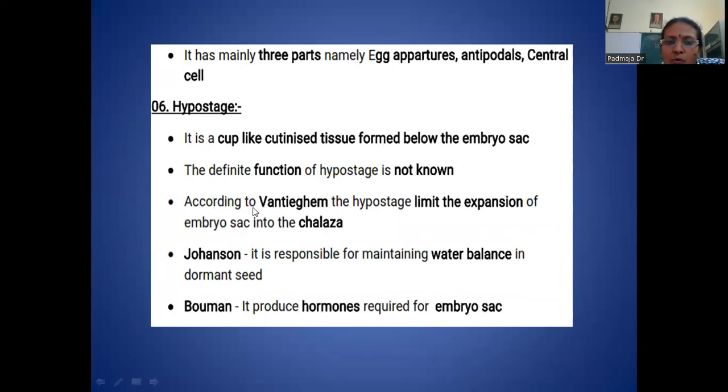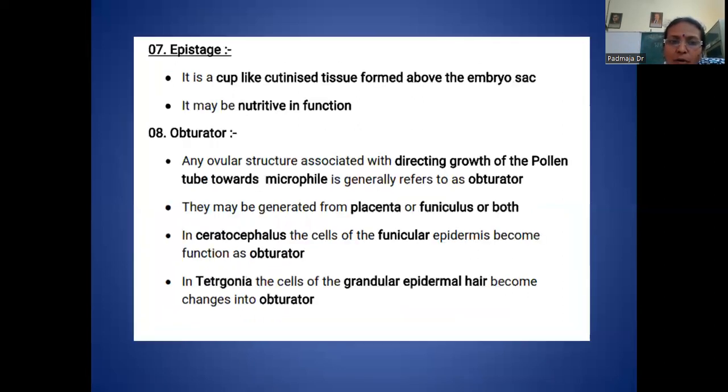And according to Whitnam, the hypostase limits the expansion of the embryo sac into the chalaza. So the growth of the embryo sac will not be extended, so it is acting as a limiting factor here. And Johnson said that it is responsible for maintaining water balance in the dormant seeds also. That means for the seeds to undergo germination, water is very essential, and this is also helpful for the storage of water. And Baumann said it produces hormones required for the embryo sac. These are some structures seen in the ovule.